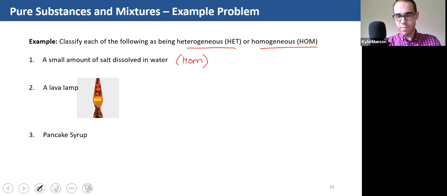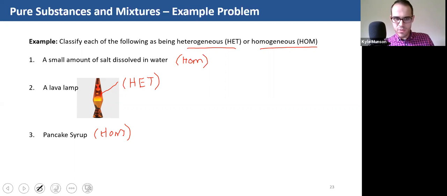Okay, a lava lamp, and put the picture here. I should say really the stuff inside the lava lamp is what I was referring to, but this is heterogeneous. It is not uniform in composition and appearance. Pancake syrup, that is homogeneous. It's uniform again in composition and appearance, and it tastes really good. So those are examples, and those are the type of examples you'd have to do on a quiz or a test. So keep that in mind.